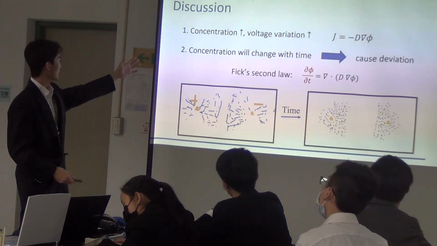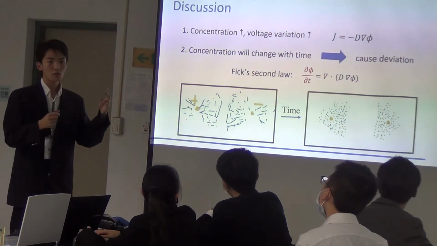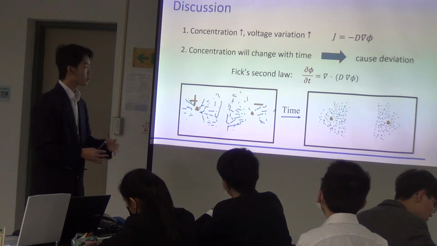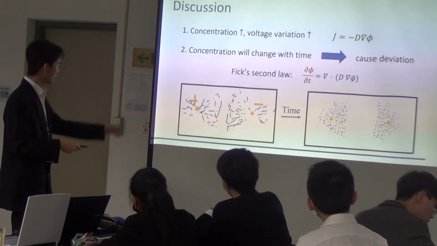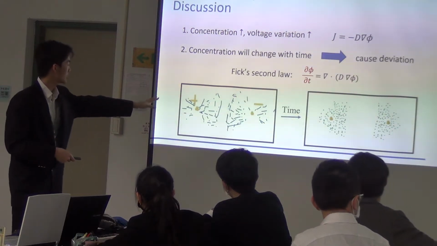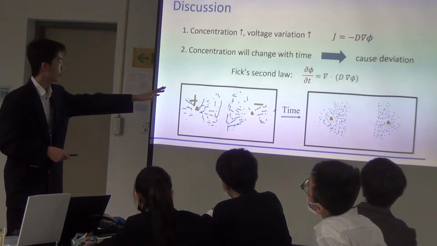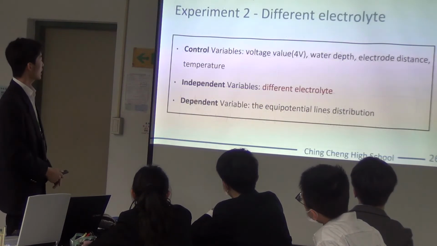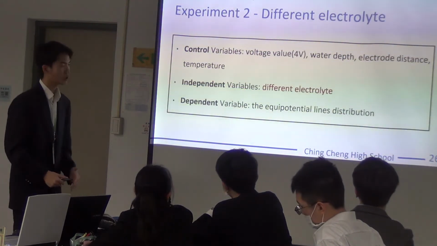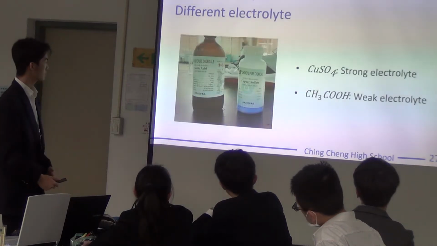And second, we will see that concentration will change with time. You can know from Fick's second law, which is that the concentration will be changed by time. So if the initial dissociated ions are distributed like this, over time it will become more generally distributed.